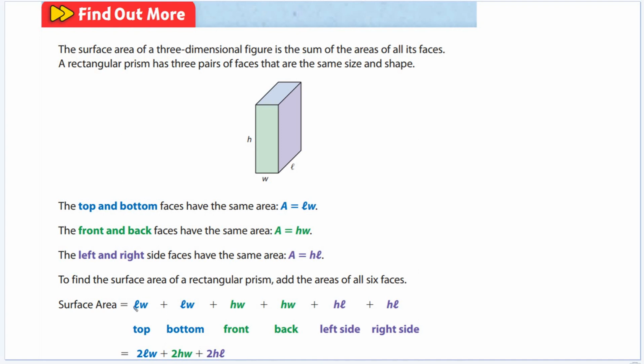To find the surface area of a rectangular prism, add the areas of all 6 faces. Surface area, length times width plus length times width plus height times width plus height times width plus height times length plus height times length, and there they are, the top, bottom, front, back, left side, right side. Okay, and that's why they have this formula as well. 2LW, 2 times length times width, because there's 2 of them. 2 times height times width, because there's 2 of them. And 2 times height times length, because there's 2 of them.